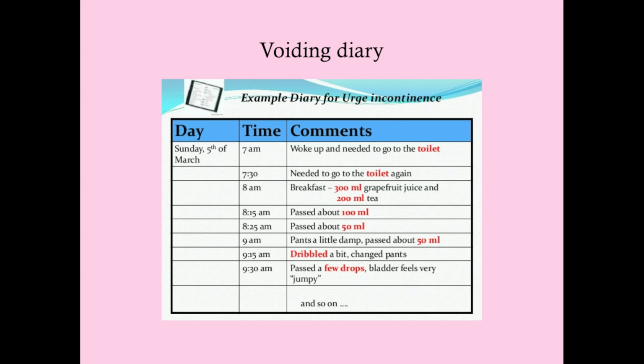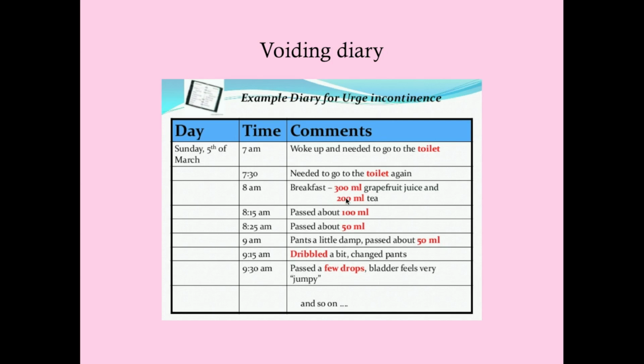However, in more complicated cases, or in cases where you want to treat the woman conservatively, where you want to see if maybe she's doing some things that might be aggravating her condition, then having one of these voiding diaries can be useful. So for instance, this particular woman, 7 a.m., she woke up, she needed to go to the toilet. 7:30, she needed to go to the toilet again.